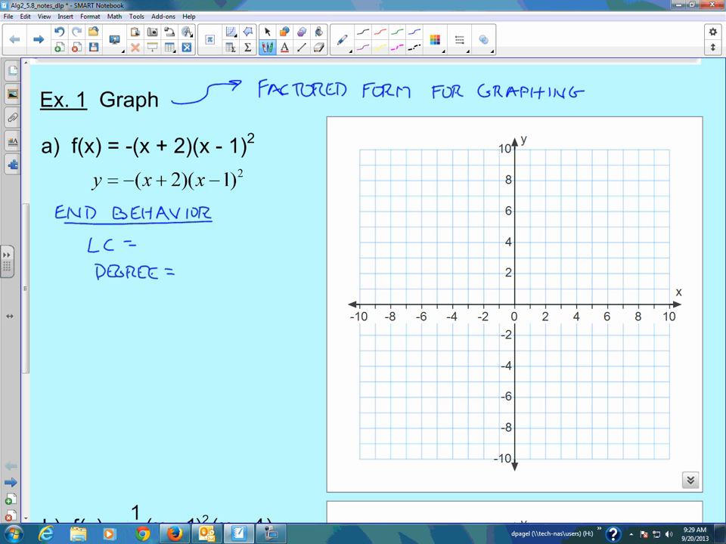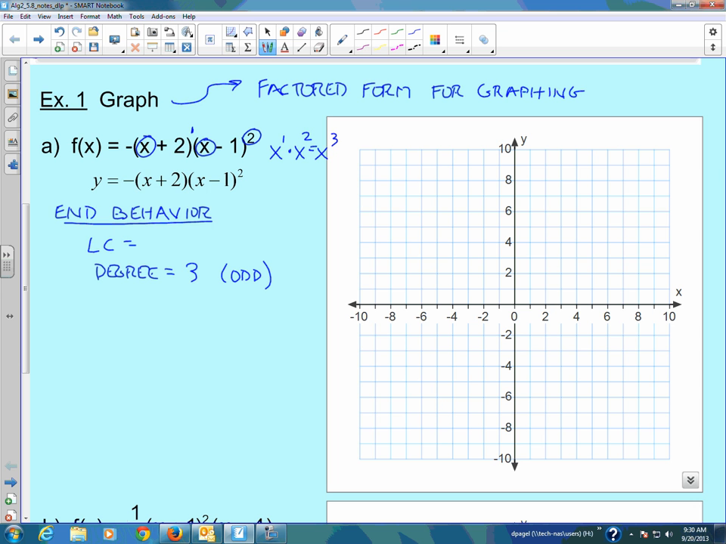In terms of the degree of the function, basically look at the powers that you have in your factored form. We have an x to the first power, we have an x to the second power. So really you've got an x to the first times an x to the second, which means you have a cubic function right here. So I know my degree is 3. More importantly, it's odd. Now I know that my graph's either going to start in the upper left and end in the lower right, or it's going to start in the lower left and end in the upper right.